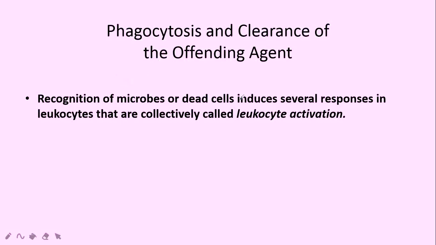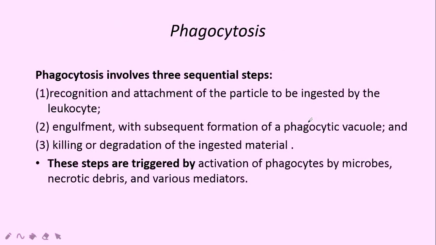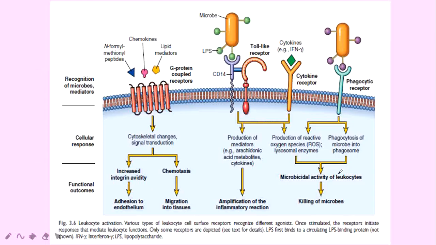Recognition of microbes or dead cells induces several responses in the leukocytes that are collectively called leukocyte activation. Phagocytosis involves three steps. The first is recognition and attachment of the particle to the leukocyte. The second is engulfment with formation of a phagocytic vacuole, and the third is killing or degradation of the ingested material. These steps are triggered by activation of the phagocyte by microbes or necrotic debris.